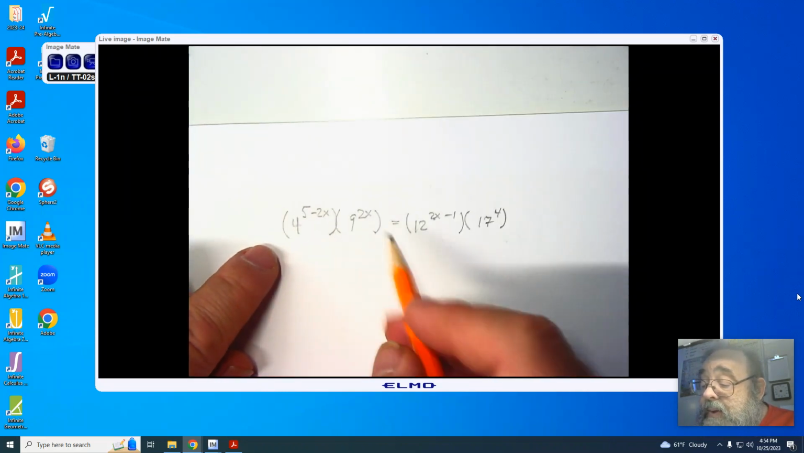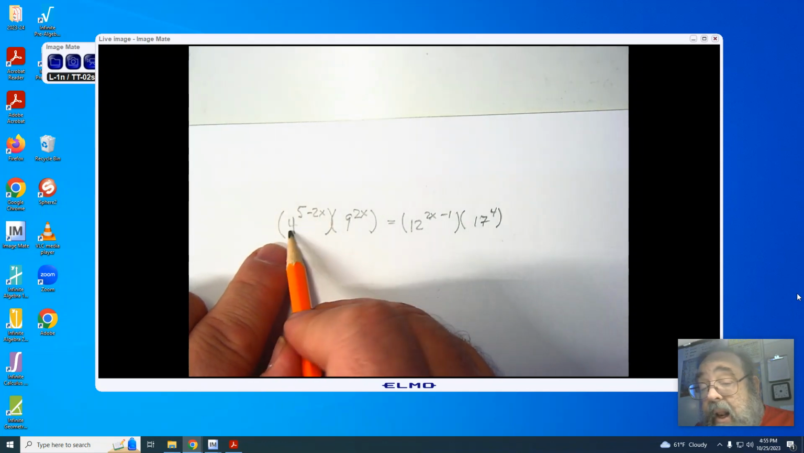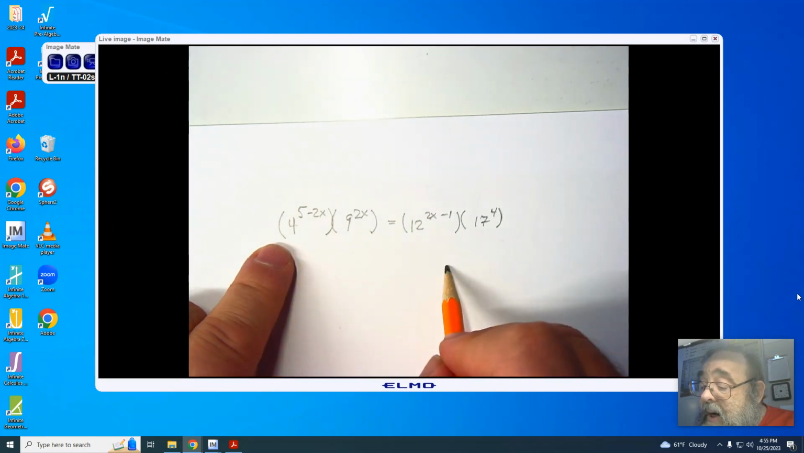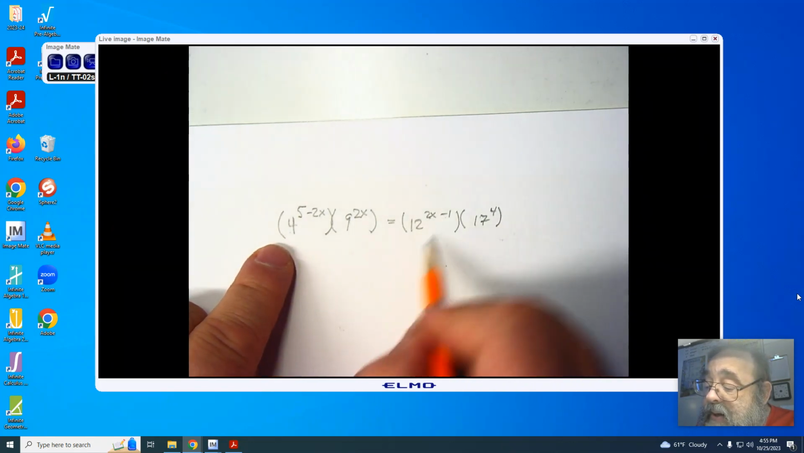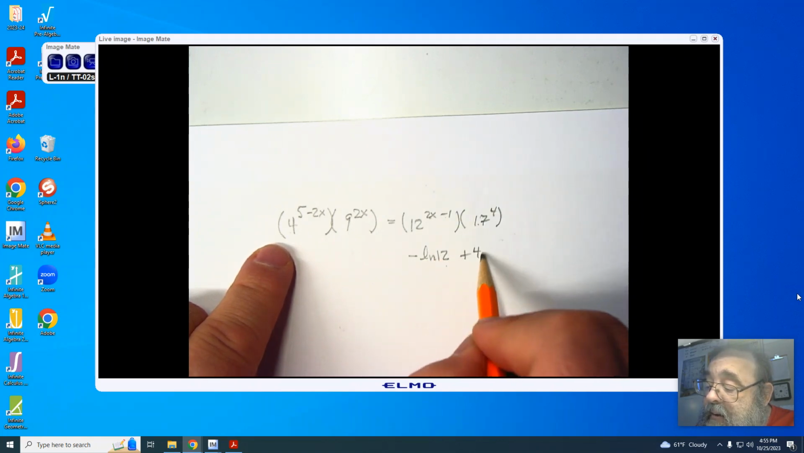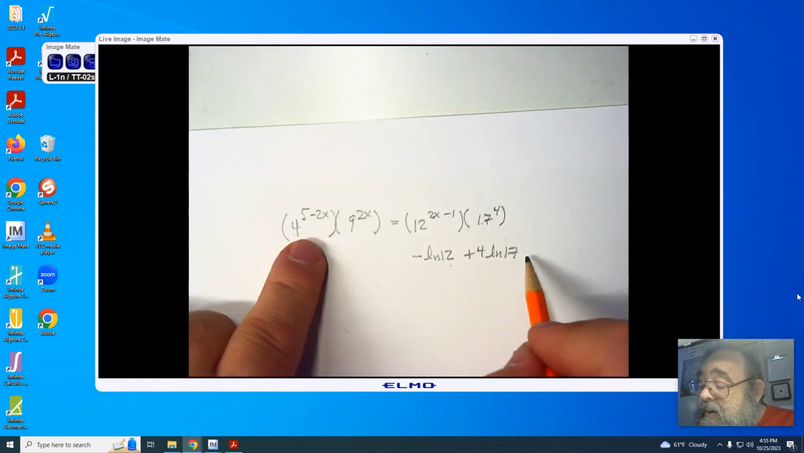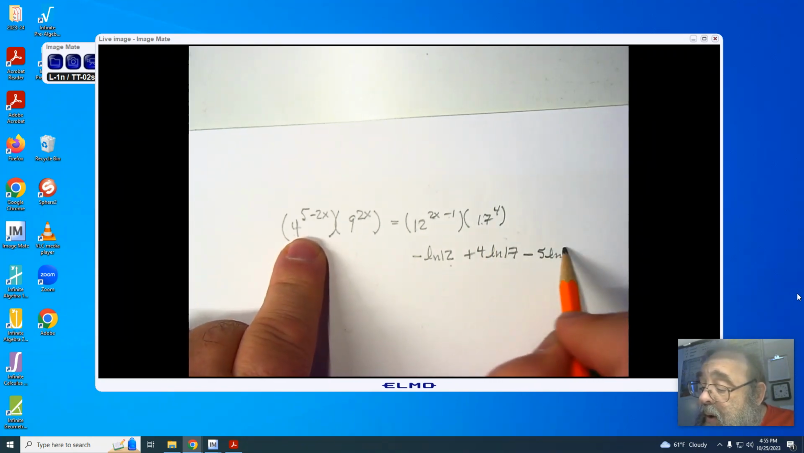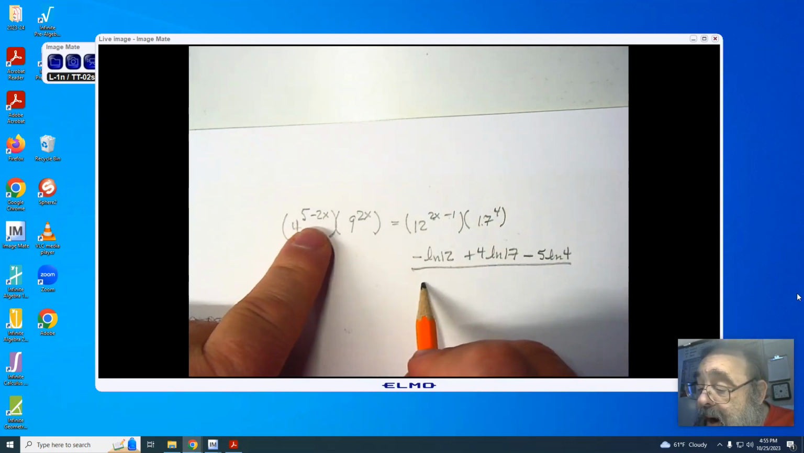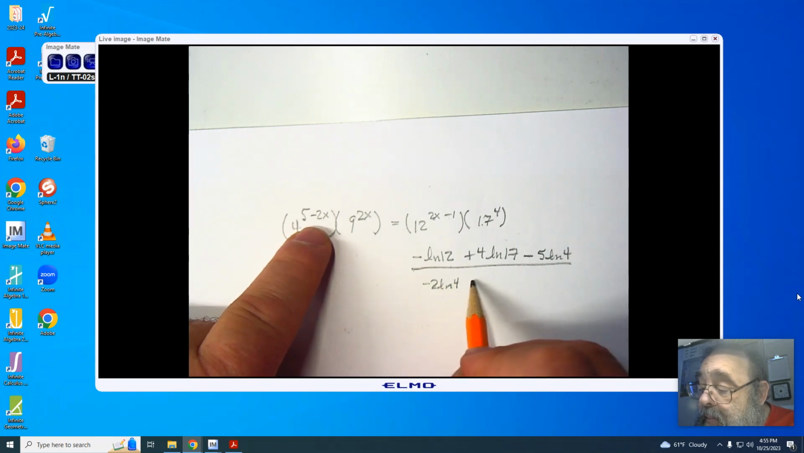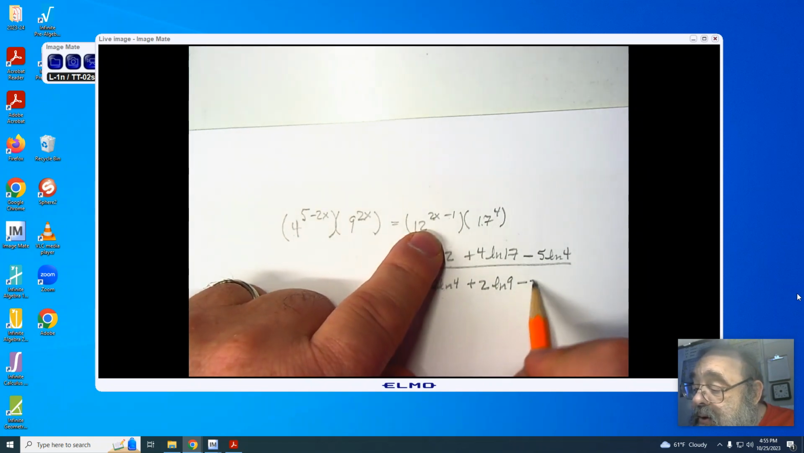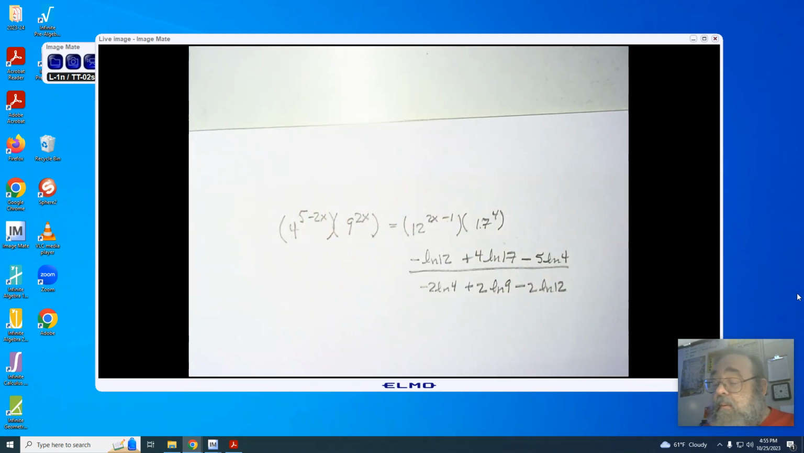Alrighty. So you'll notice I have a 5 ln of 4 here when I exponentiate. It's going to come out and it's going to move over as a minus. So we have a minus ln of 12 plus 4 ln of 17, and we're going to subtract a 5 ln of 4. The denominator has to be this minus 2 ln of 4 plus 2 ln of 9 minus 2 ln of 12. We're done.